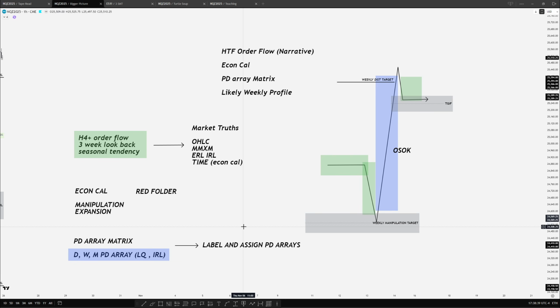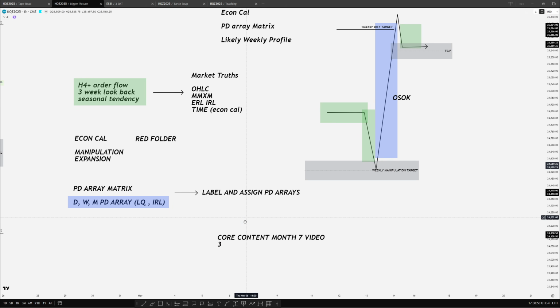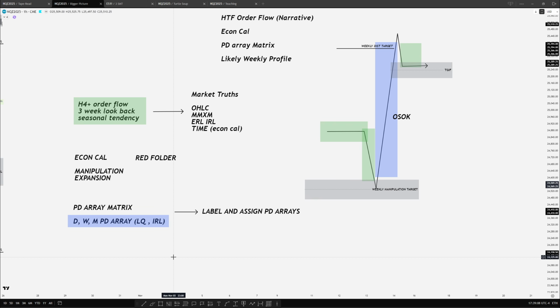And then obviously this is where we're going to, if you've not seen the ICT core content month 7 video 3, he goes in depth for about 50 minutes talking about every single weekly profile. I'm not going to do that in this video. I'm going to give you basically 3 scenarios that most of the weeks follow. But I highly, highly, highly suggest watching that video multiple times to really understand what's going on here. Like I said, I'm trying to simplify it as much as I can. But we're going to take all of this and basically look at an example going into one of these previous weeks.